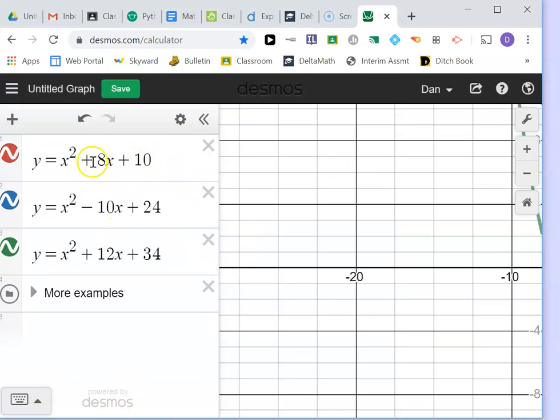Where is this one going to be shifted? Okay, so let me just turn this one off for a bit and this one off there, and just ask you this one. How far is it shifted in which direction? And if you remember from previous work, we found that if you took this number and cut it in half and made it the opposite, that told you the horizontal shift.